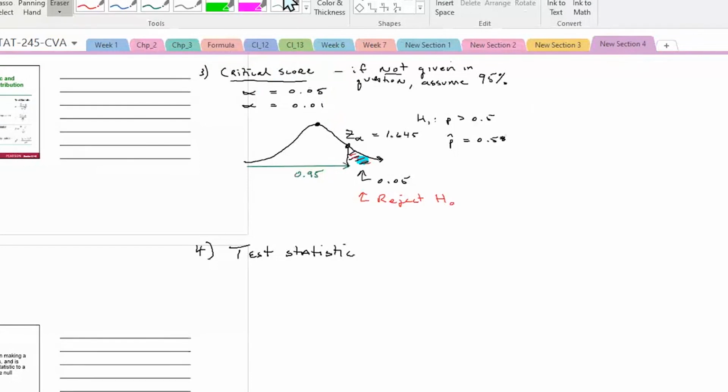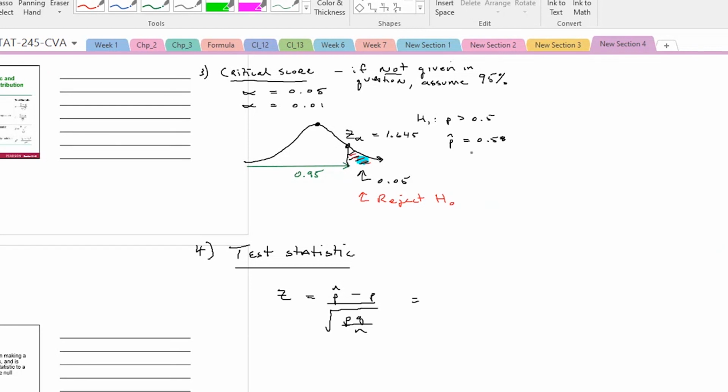Again, it just takes practice. But the score we'll be using is this. So P hat, P, PQN.